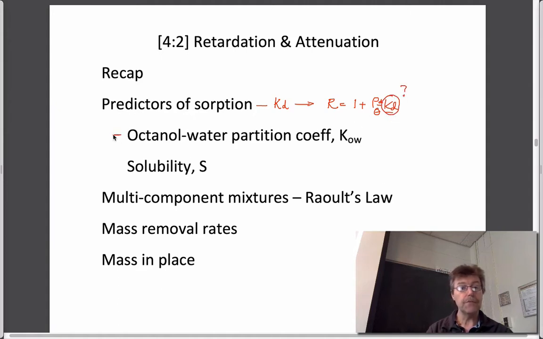And it turns out there are a couple of ways to do it, using the propensity of different solvents to partition into water. And the second one is looking at their relative solubility. So these are two ways to be able to calculate what this KD value is if we don't have any other data.